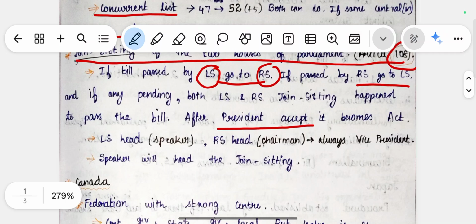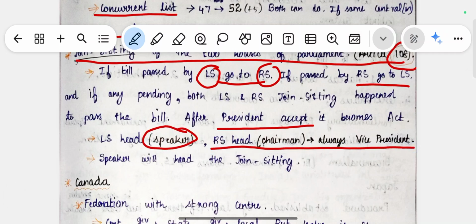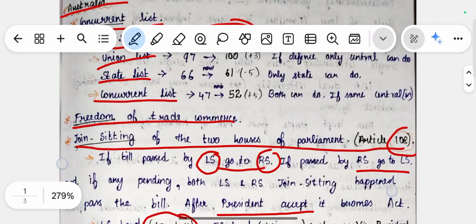For Lok Sabha, the head is the speaker, and for the Rajya Sabha, the vice president. If a person becomes vice president, without any election or anything else, he will always be the Rajya Sabha chairman. The speaker will head the joint sitting. So if this joint sitting happens, the head will be the Lok Sabha speaker. This is all we got from Australia.